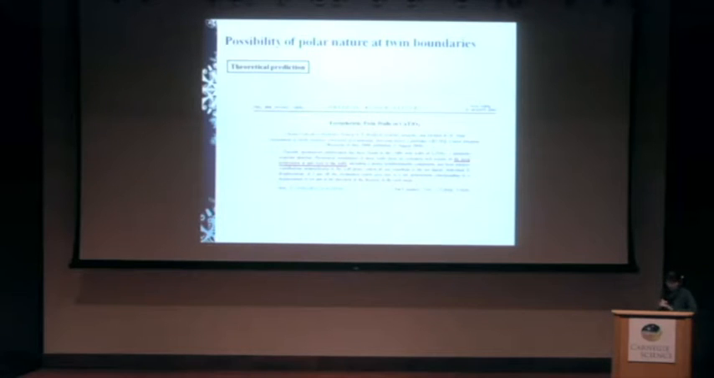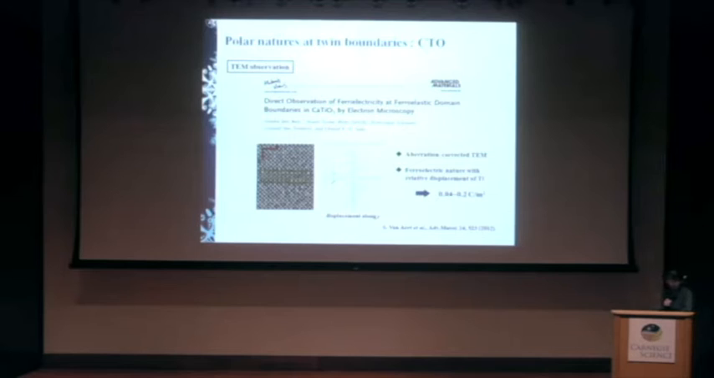The polar nature of the domain boundary in ferroelastic material was predicted theoretically in 2008, and this group also tried to measure it by using an aberration-corrected TEM, and reported a result in 2012. What they really observed is the displacement of the titanium atom at a domain boundary. According to the displacement magnitude of the titanium atom, they estimated the magnitude of the spontaneous polarization, and it is almost the same value as in normal ferroelectric materials. So this result is very attractive.